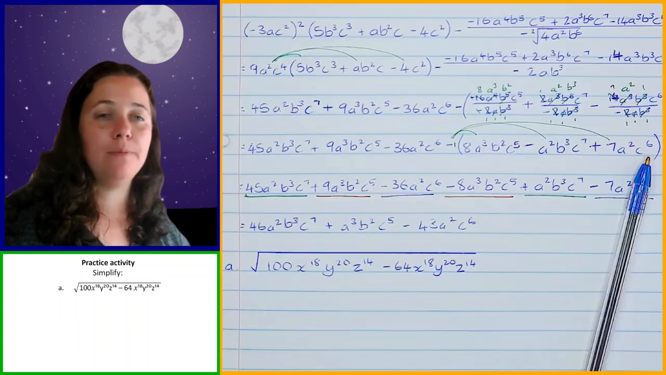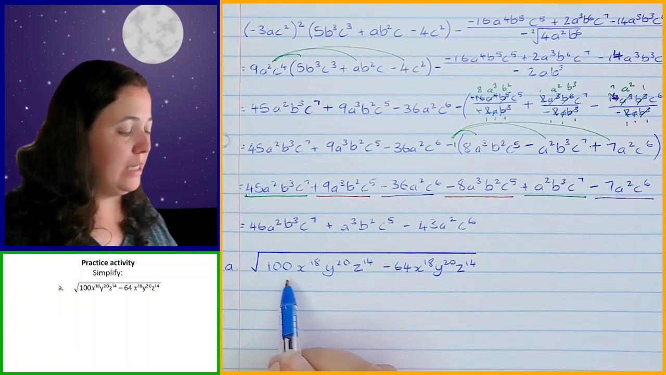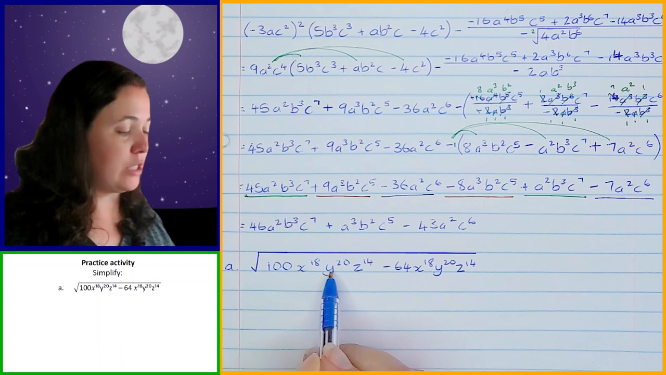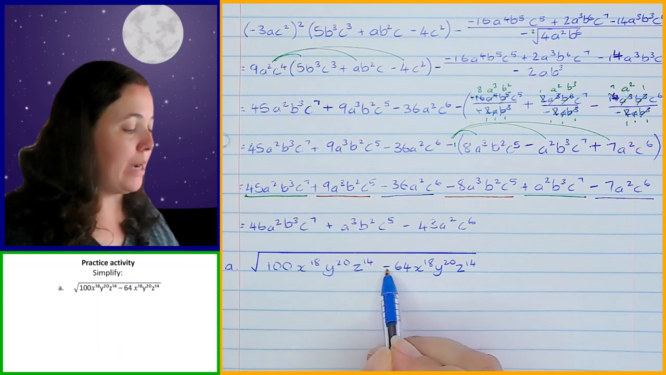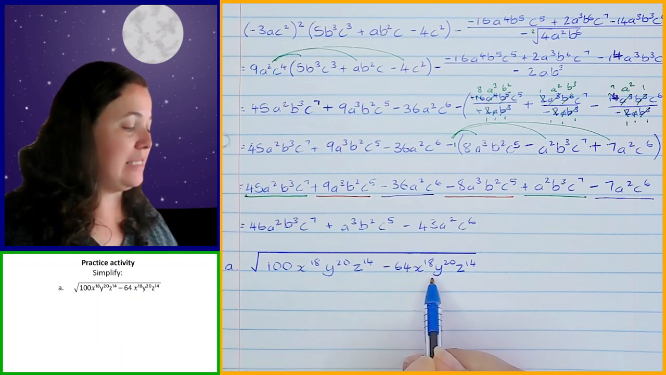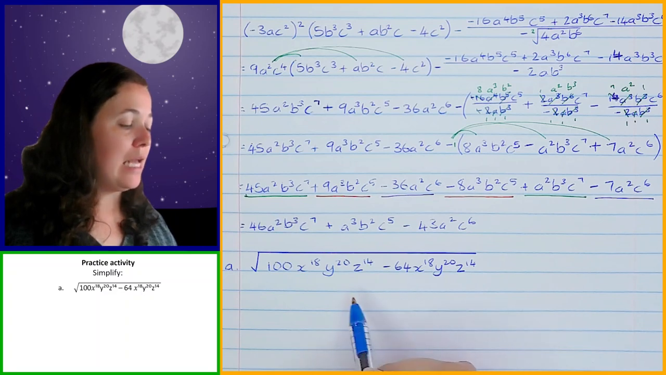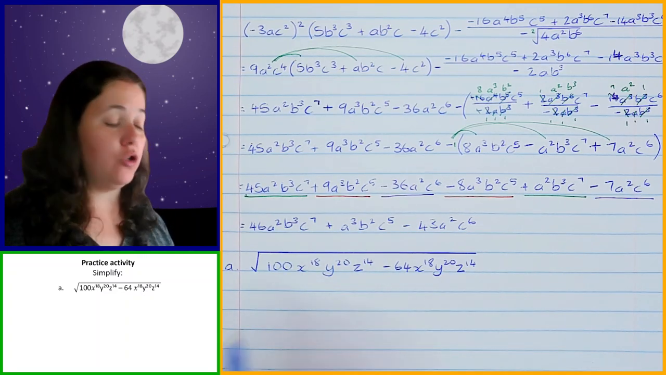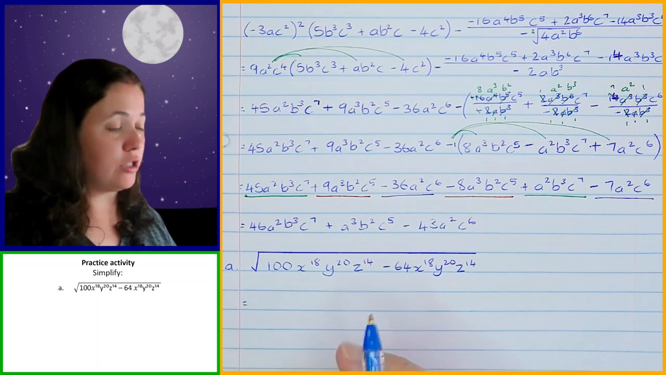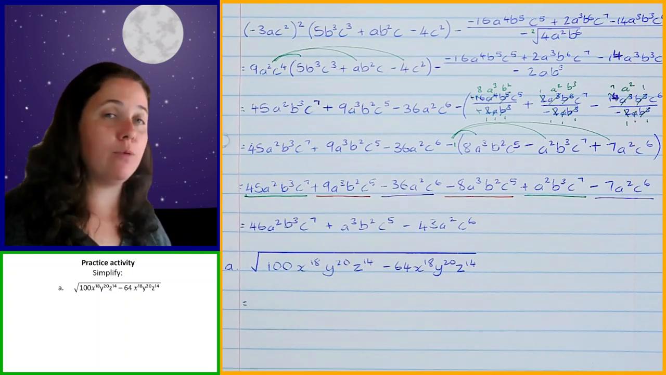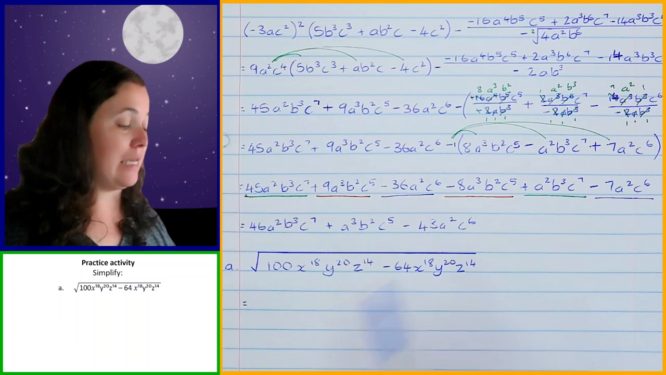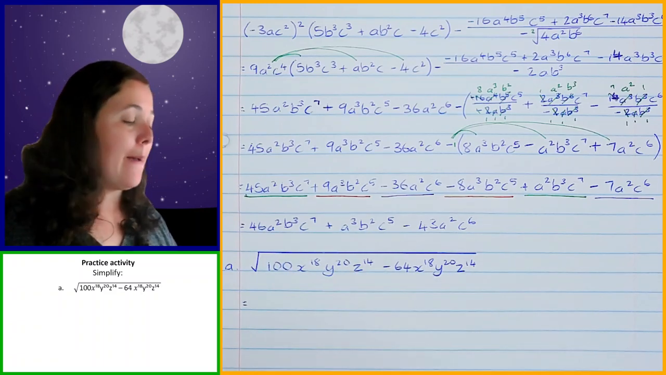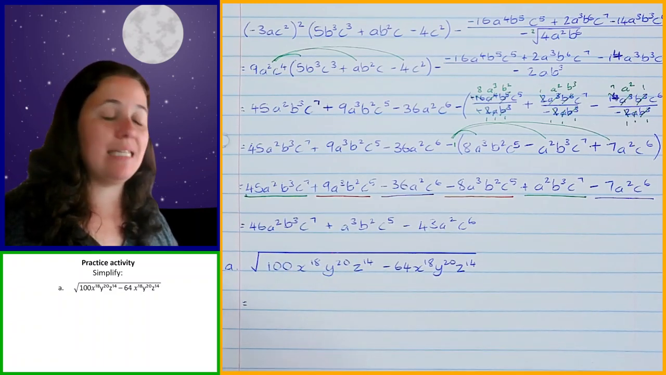Over here, I've got 100 x to the power of 18, y to the power of 20, z to the power of 14, minus 64 x to the power of 18, y to the power of 20, z to the power of 14. I have to simplify that first before I can do the root. BEDMAS says I have to do that first because that is basically inside brackets. You don't see brackets there, but the square root sign acts as brackets.